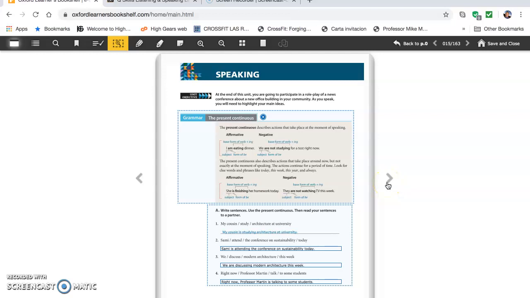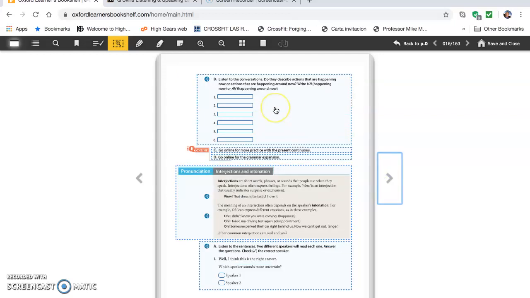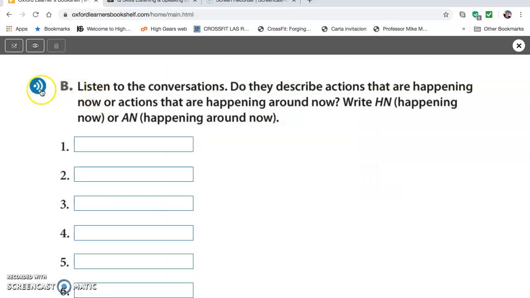Okay, let's go on to the final exercise in this book. I'd like you to look at page 16. And it's exercise B, which is here. I'd like you to listen to the conversations. You can find the recordings on the LMS. Do they describe actions that are happening now or actions that are happening around now? Write HN if it's happening now and AN if it's happening around now. Please pause the video and do this exercise.